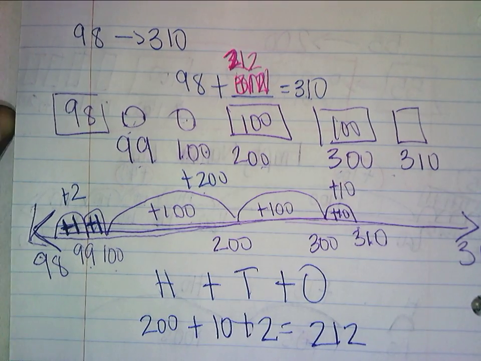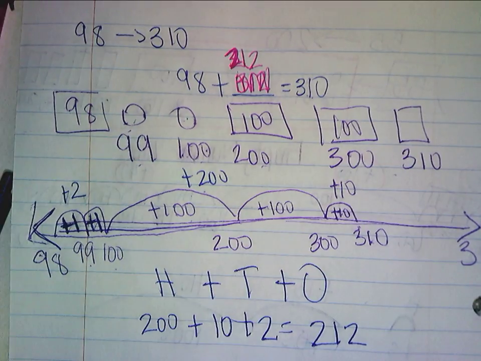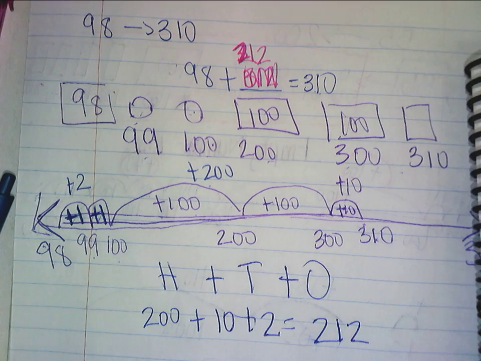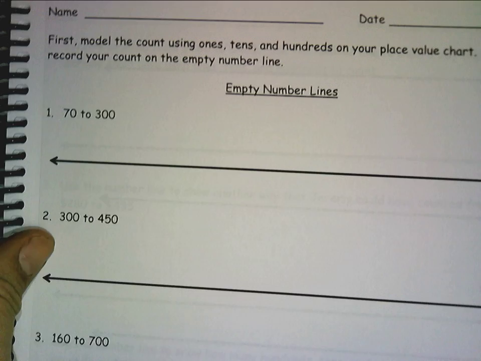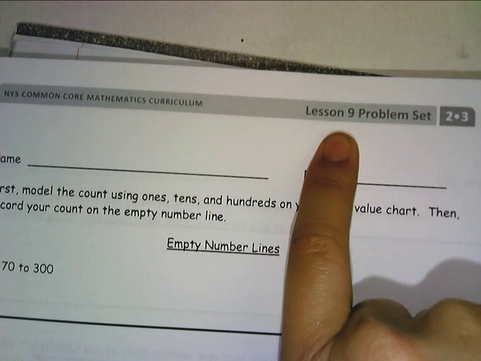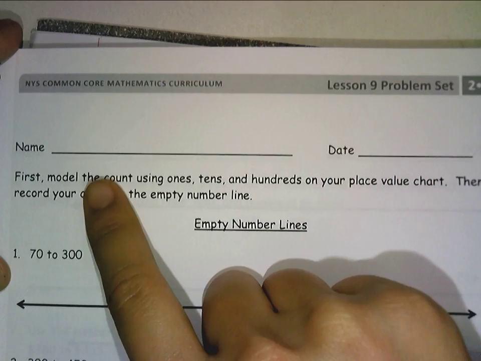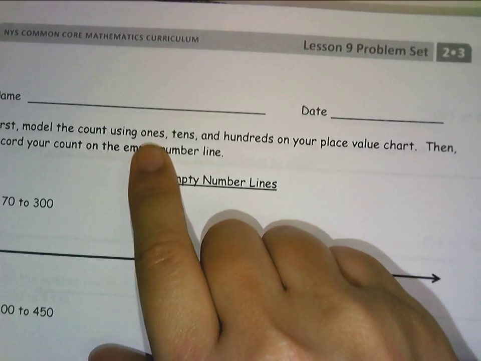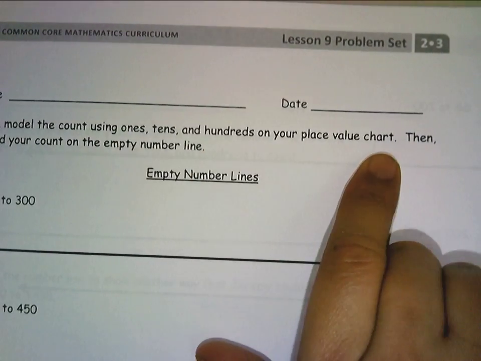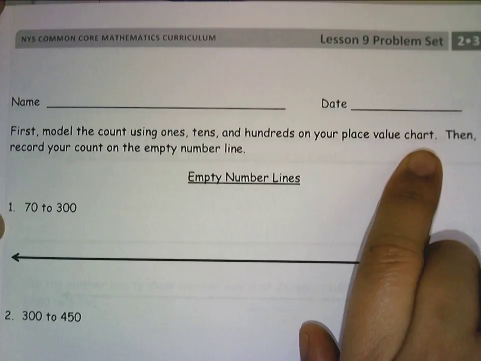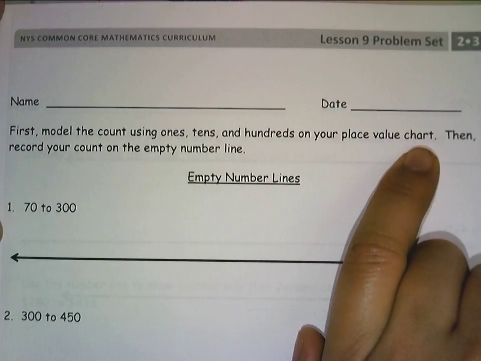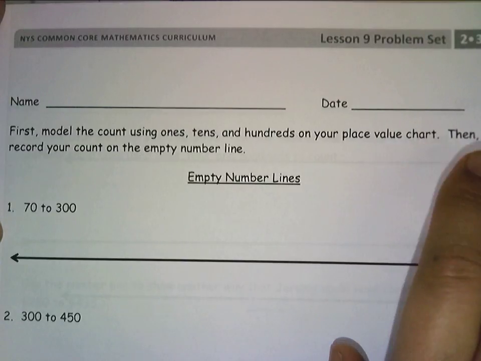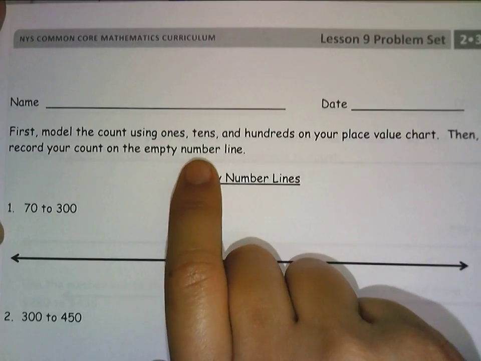Okay? So let's take a look at that problem set that you're going to do today. So remember, it's Module 3, Lesson 9. So it says, first model the count using ones, tens, and hundreds on your place value chart, which you can do. You don't have to. Okay? I didn't use my place value chart. I used a quick sketch because for me that's easier. Then record your count on the empty number line.